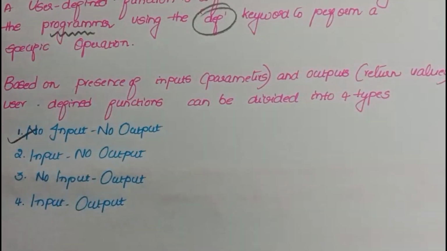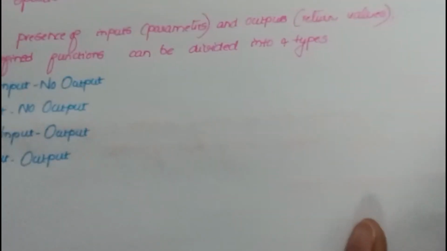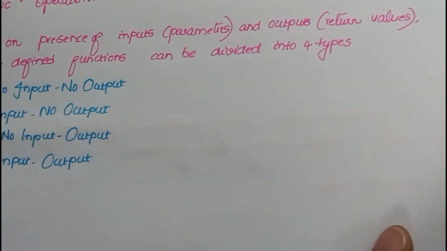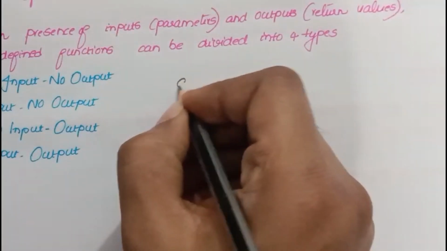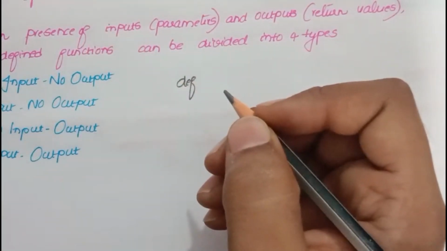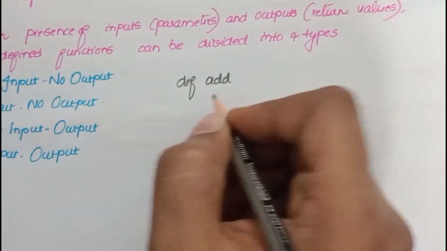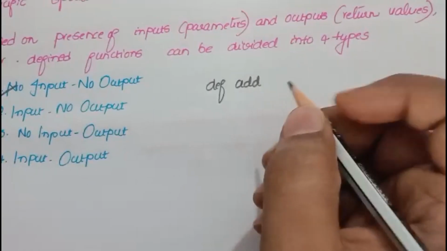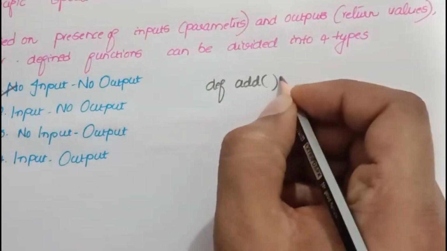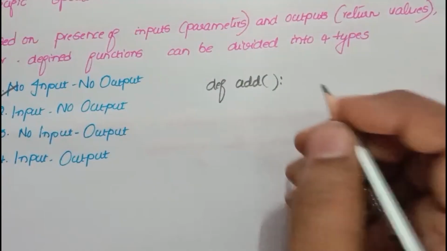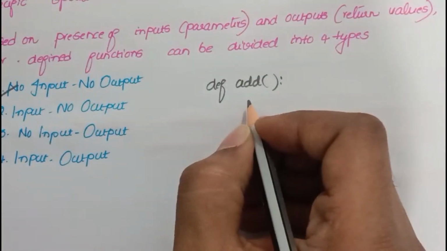In this type of function, the function does not take any parameters and also does not return any value. It simply performs an operation when it is called. Now, let's define one function which has no input and no output. To define a function, we have to write the keyword def. Let's say our function performs addition, so the function name is add. Since we are talking about no input, empty parenthesis, it does not take any input and no output.